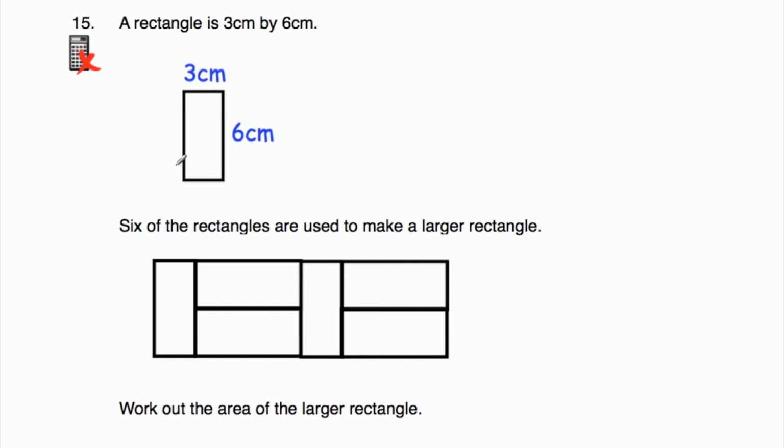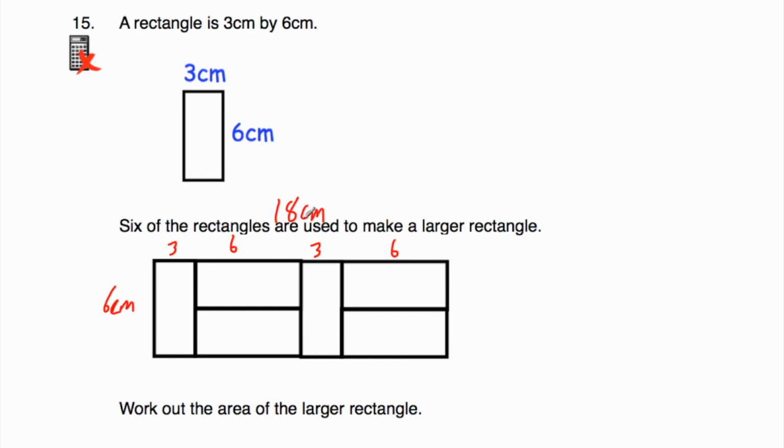If we have a look at this smaller rectangle, you can see that it has a length of 6 centimeters, and that's this distance here. So that means that the width of the larger rectangle is 6 centimeters. Now in terms of the length of the larger rectangle, we have the 3 centimeters here, the 6 centimeters here, the 3 centimeters there, and then the 6 centimeters there. So we've got the 3, the 6, the 3, and the 6. Altogether that would be 3 plus 6, which is 9, plus 3, which is 12, plus 6, which is 18. So the length of the whole thing would be 18 centimeters long.